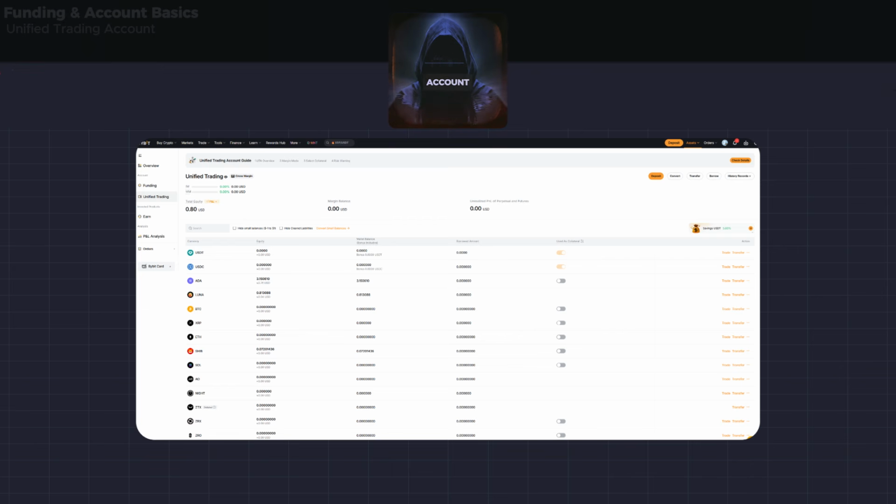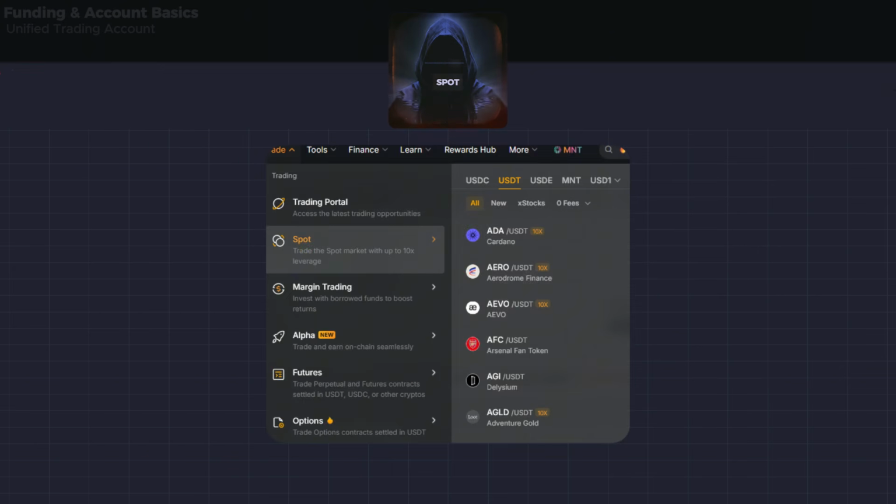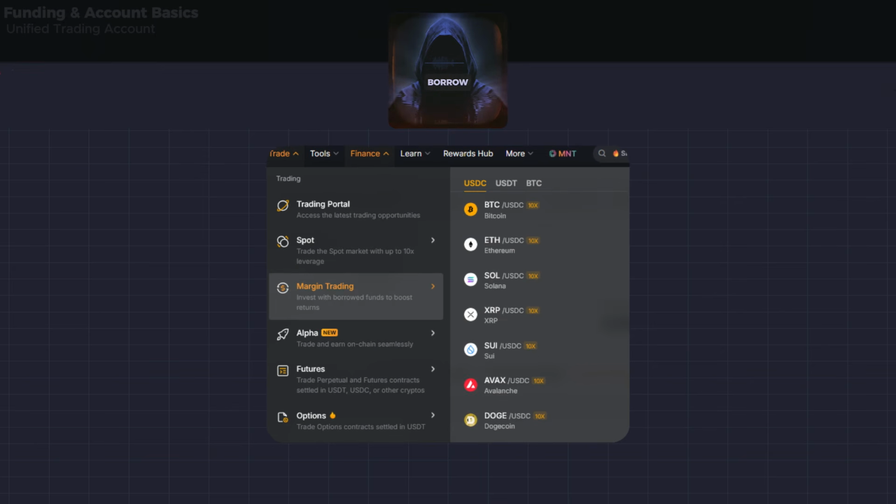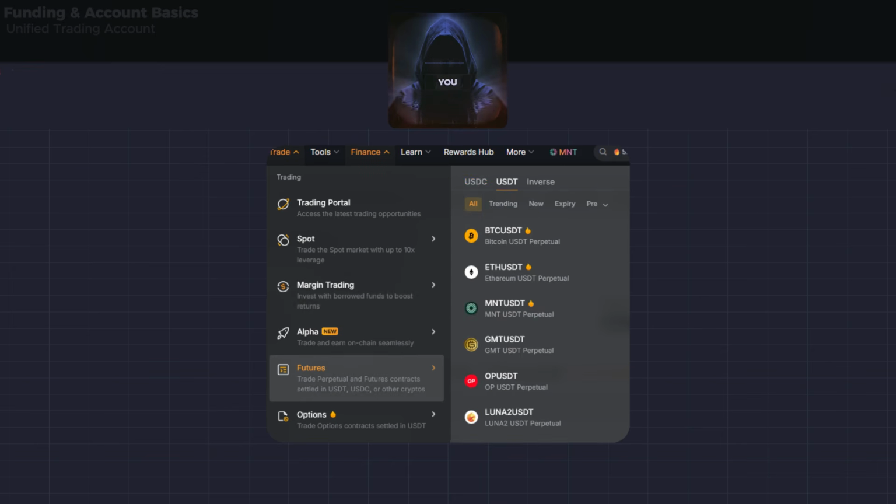Inside this account, you have different trading types. Spot, you buy the actual asset. No leverage, no liquidation, lowest risk. Best place to start. Margin, you borrow funds to trade. Larger position size introduces liquidation risk. Futures, you trade contracts, not the asset itself. Profit from both up and down moves, uses leverage, higher risk.